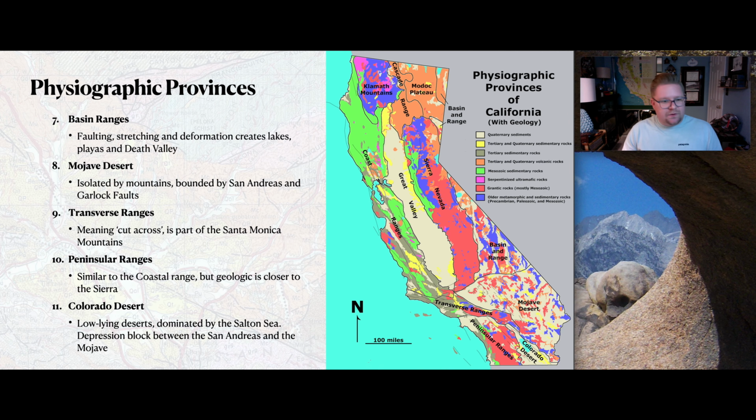And the last areas: the peninsular ranges, which are down here. Although it is a coastal area, it's actually more closely related to the Sierra Nevada geologically, because it's predominantly granite. And then lastly is the Colorado Desert, which is a low-lying desert dominated by the Salton Sea, which we can observe right here. It's a depression block between the San Andreas and the Mojave. What's really interesting about that location, especially the Salton Sea area, is that it is one of the locations of the oldest rocks in California. And we'll talk more about that.